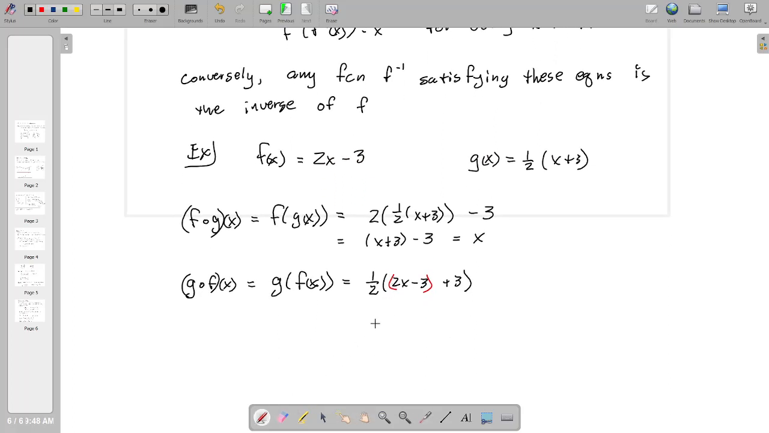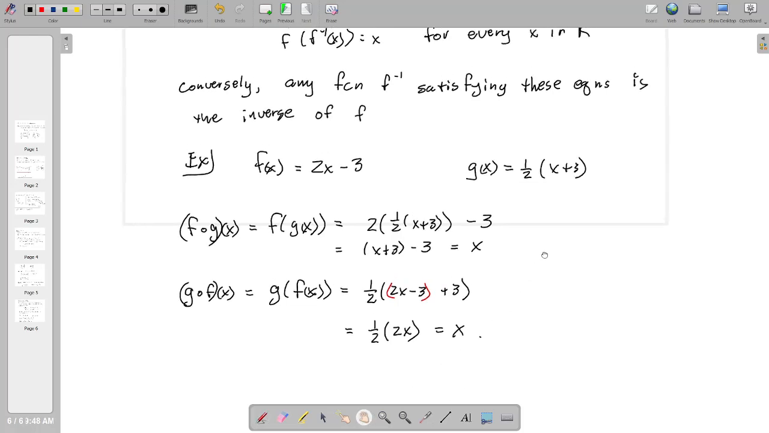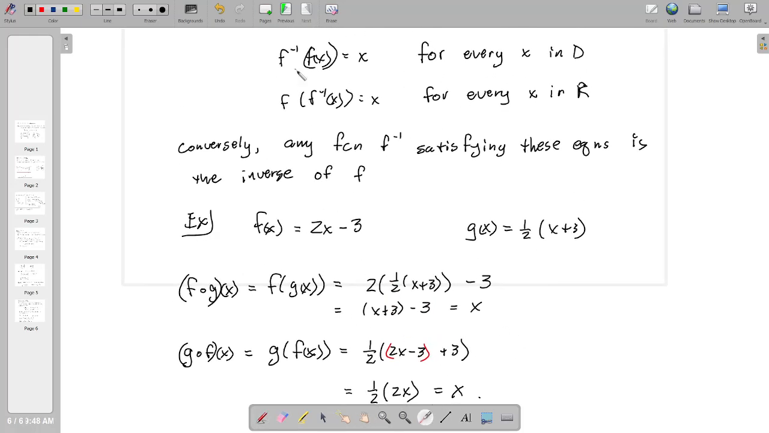But we can drop those parentheses, the red parentheses, and we would have a -3 plus 3, which cancels out, and we're left with 1/2 times 2x. And of course, the 2 and the 1/2 cancel, and we're left with x. So notice that when we composed f with g and g with f, we had a starting point x, and our ending value was also x. So it's what we started with.